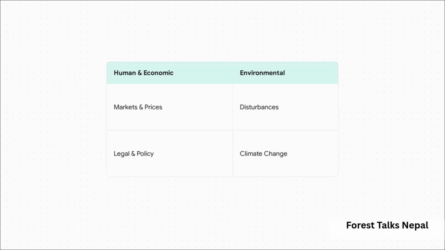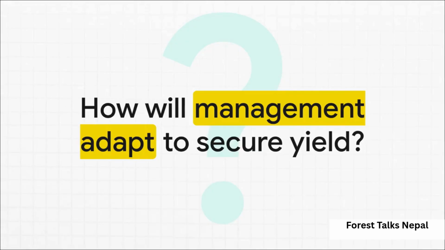On the environmental side, you've got unpredictable natural disturbances, things like fires, windstorms, and pests, along with the overarching reality of climate change impacts. Literally all the careful management in the world can be upended by a sudden shift in these external realities. And that leaves us with a pretty critical question to end on.